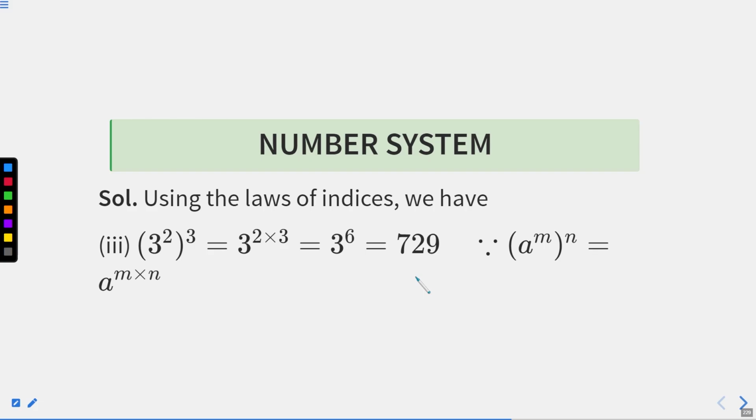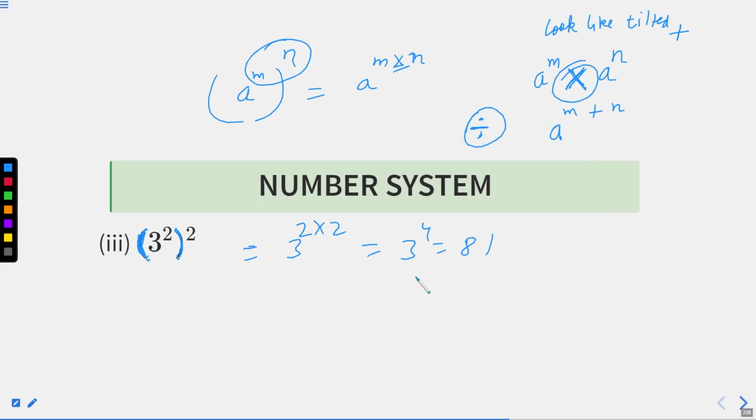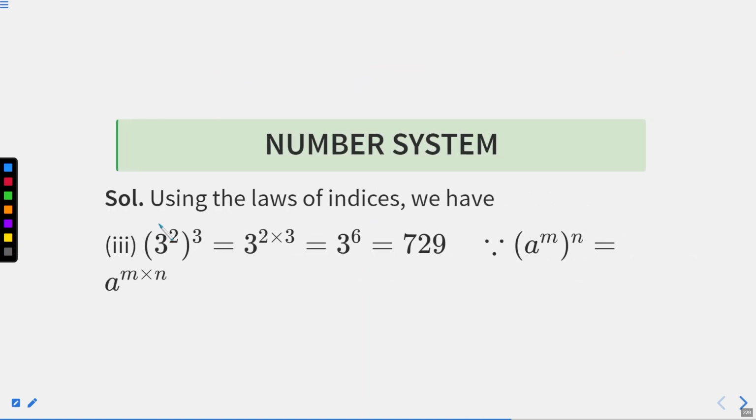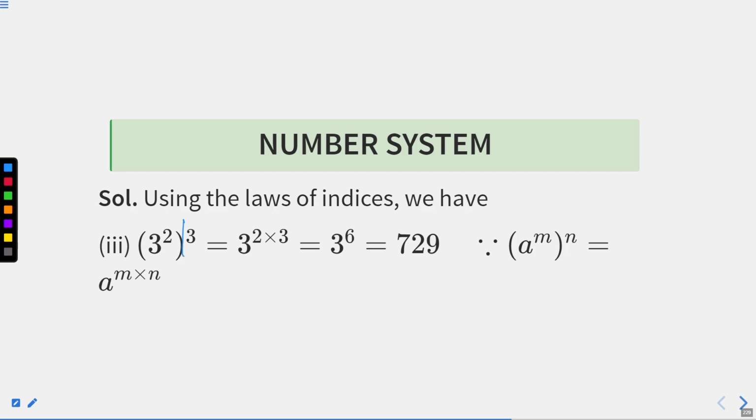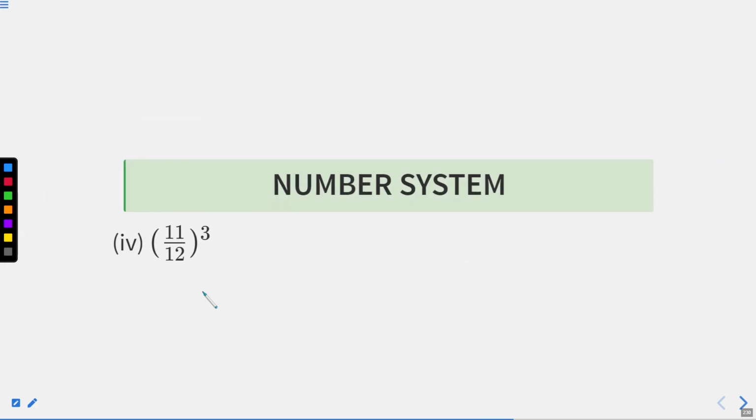We already know this. There was some mistake here. The question is asking for 2 and 2, but the answer was for 3. So you try this one. Both are based on similar laws. Let's move on to the next.